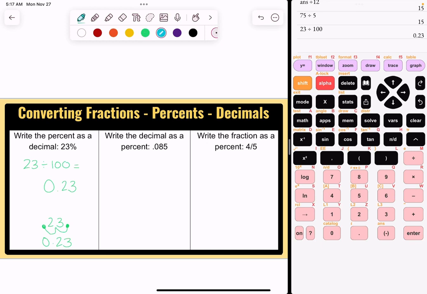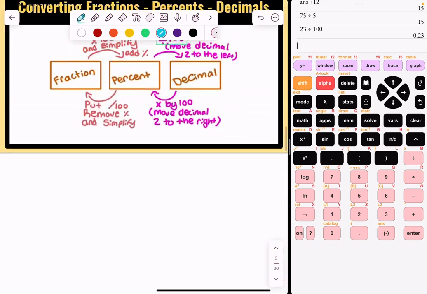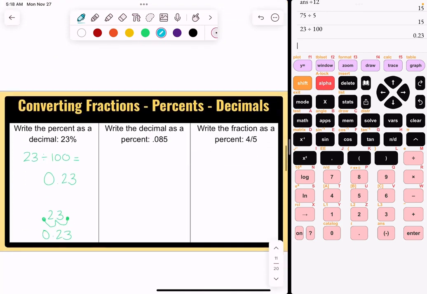Write the decimal as a percent. Okay, so we're going decimal to percent. Decimal to percent, we need to times by 100 or move the decimal place 2 places to the right. Okay, so 0.085 times 100, we get 8.5. And we were trying to make a percent, so we put a percent symbol. We could have also just moved the decimal place 2 places to the right.